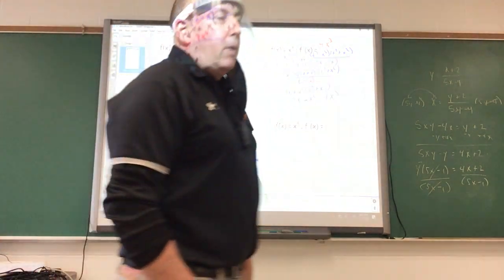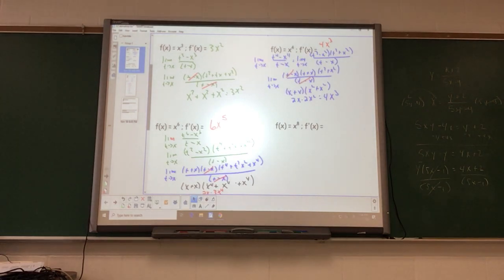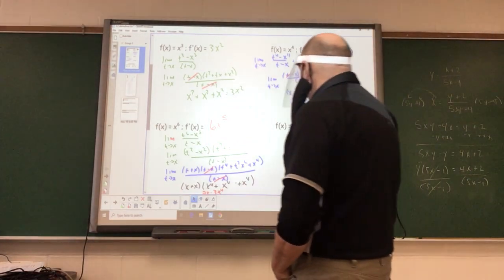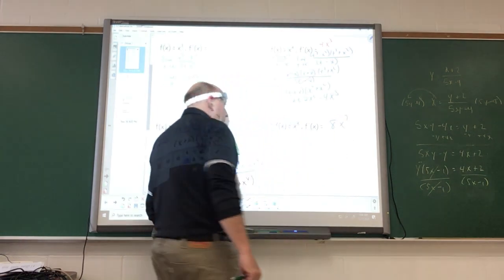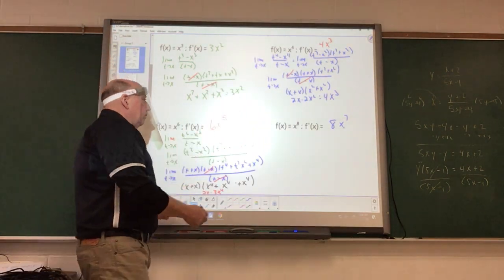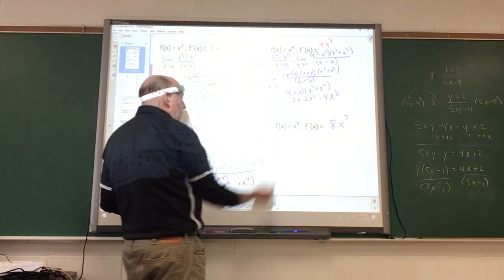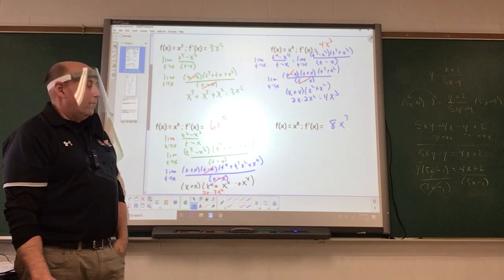Following the patterns of what we had, what would be the derivative of x to the 8th? Liam? Now, how did you come up with 8x to the 7th? The power goes to the front, but the exponent is still on the back. Okay? The exponent comes out front, and we subtract our exponent by 1.